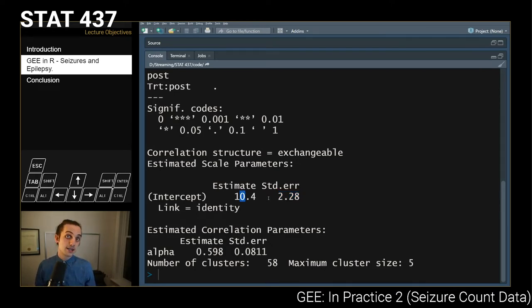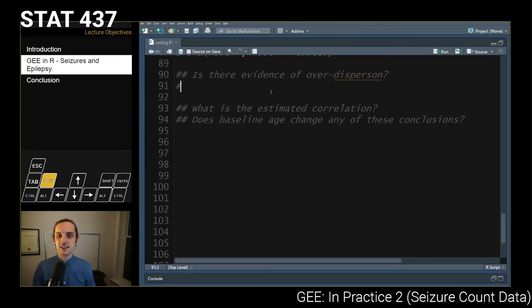We're estimating that there's about 10 times as much variation in the data as the standard Poisson model would predict. And it's highly significant, right? The standard error is 2.28, so that's about 4.5 standard errors above one. And so we're going to conclude that that is certainly significantly different. You don't have to perform a hypothesis test. It's large enough. So yes, there is substantial evidence of overdispersion.